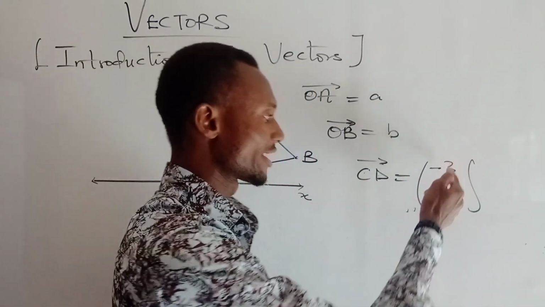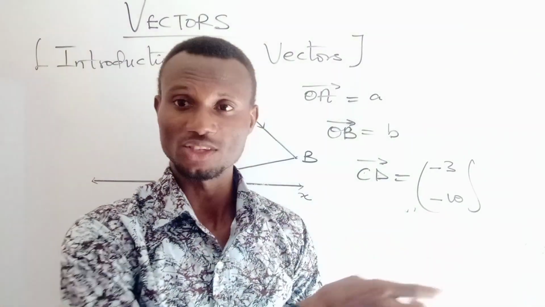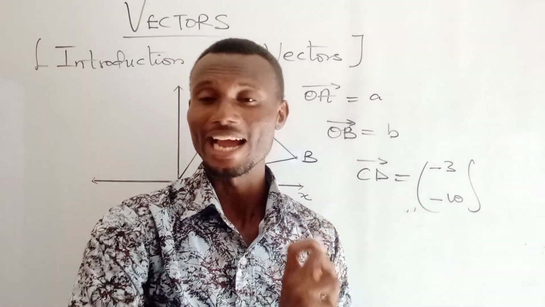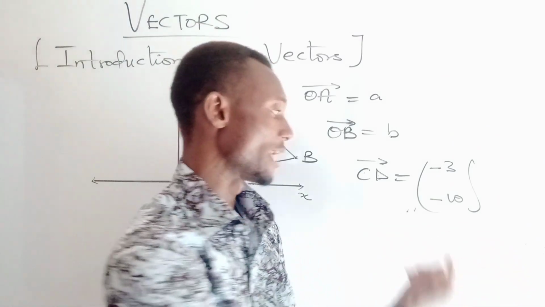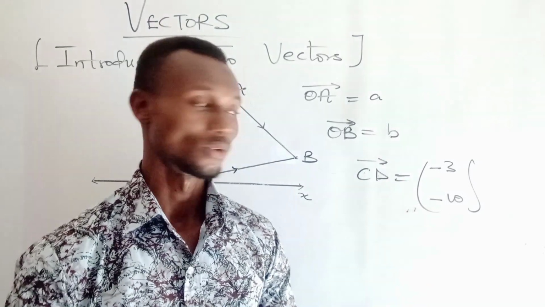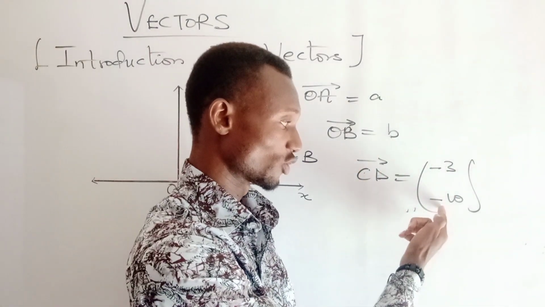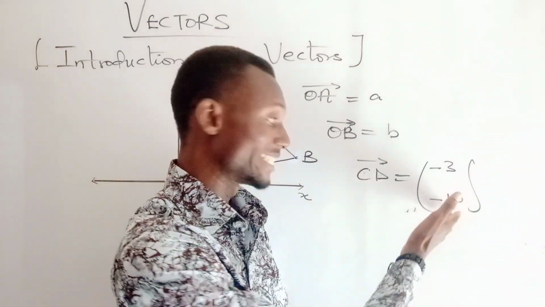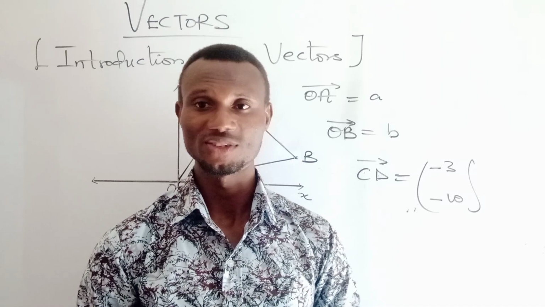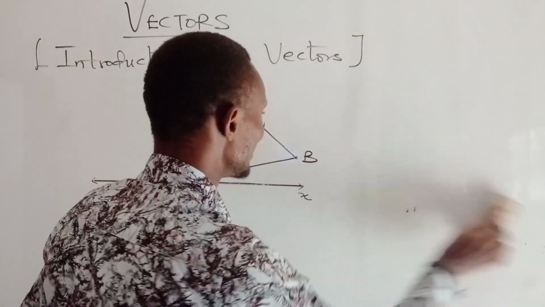This -3 and this -10 just refer to the components of the vector CD, where -3 is a measurement along the x-axis and -10 is a measurement along the y-axis. Of course it's negative, so the negative x-axis, and this is also negative 10, so negative y-axis. I hope the explanation is clear enough up to this point. Okay, so I'm going to clean this one, and let me proceed.